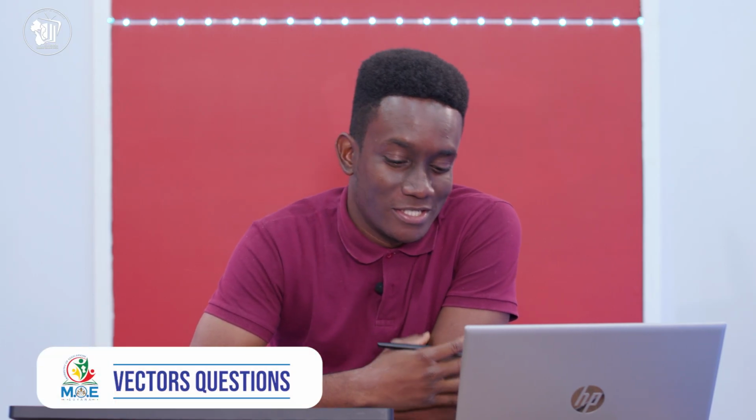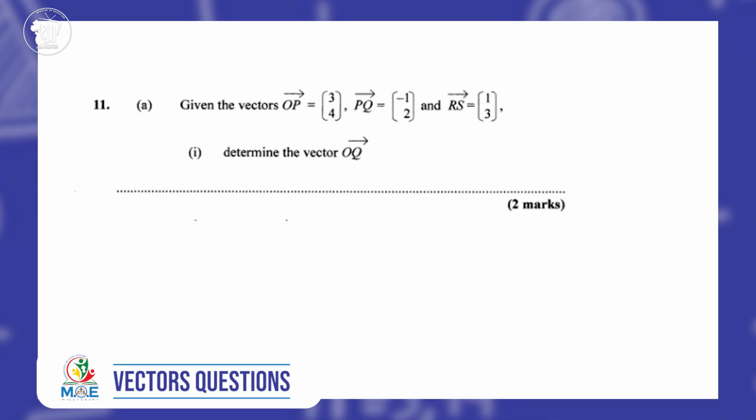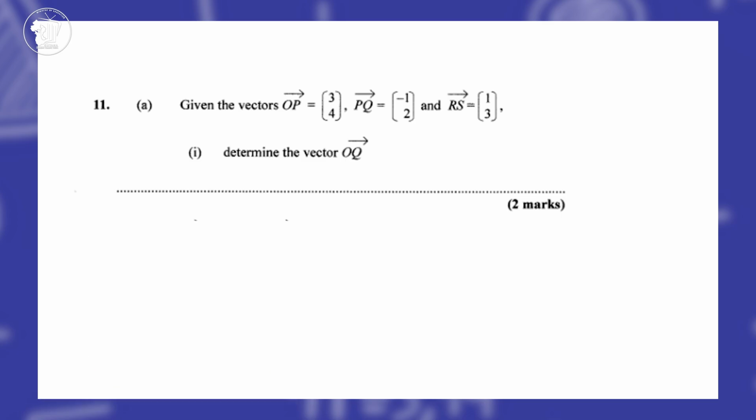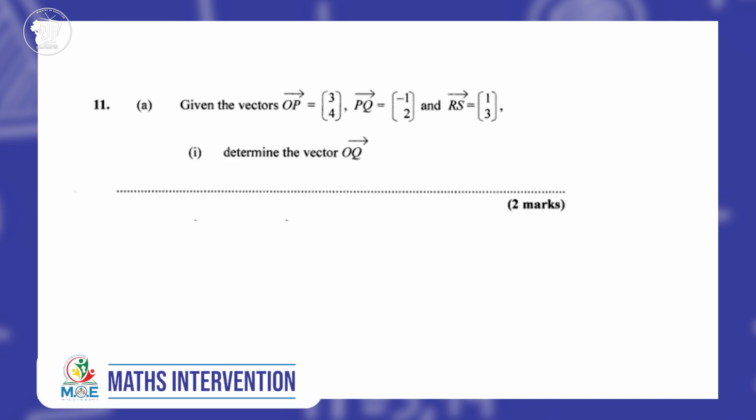In this video we'll be looking at some vectors questions. So let's head straight into them. So the question says, given the vectors OP is equal to 3, 4 and the vector PQ is equal to negative 1, 2 and RS is equal to 1, 3.